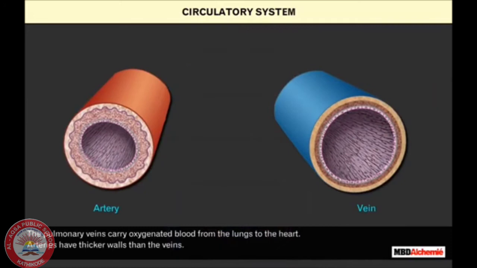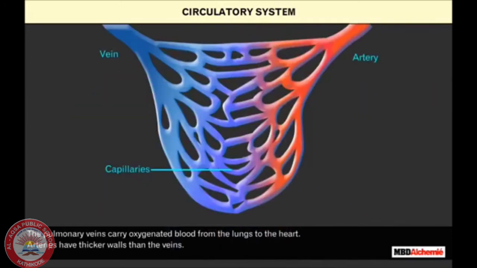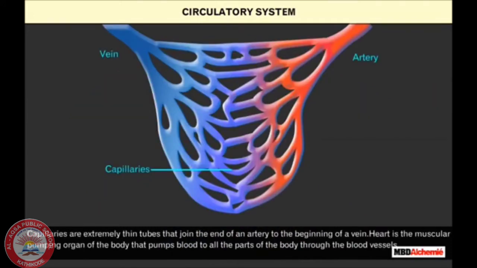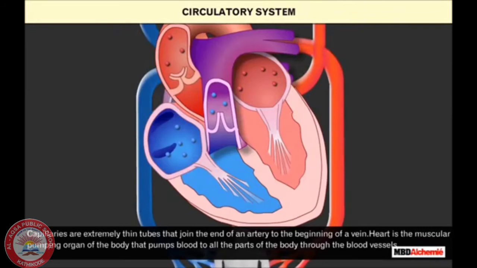Arteries have thicker walls than veins. Arteries divide further into smaller vessels called capillaries, which join up to form veins and empty into the heart.